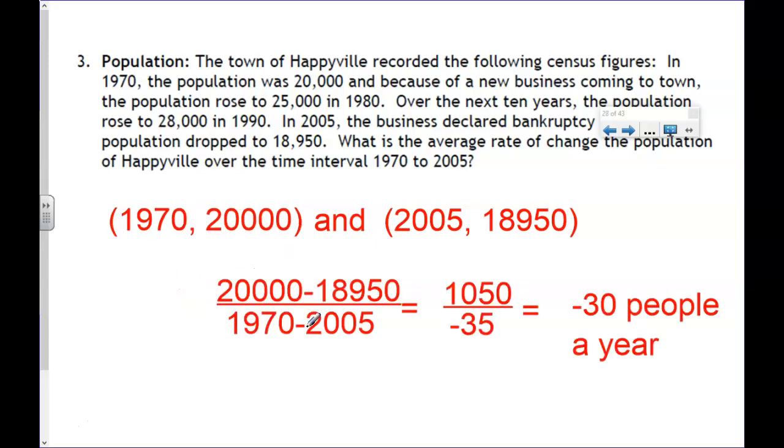In this case, I took 20,000 minus 18,950. I got 1,050. And then I took 1970 minus 2005, and I got negative 35. So it appears that they're losing 30 people per year.